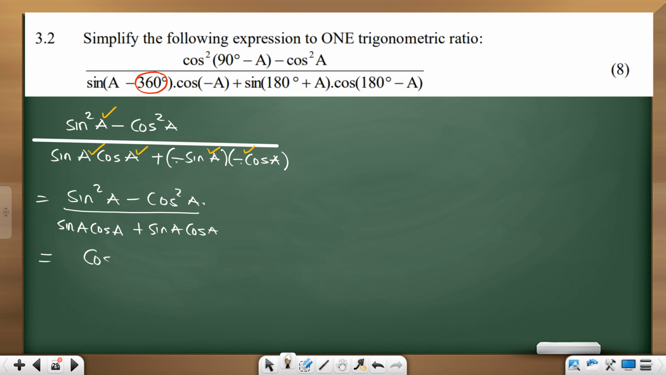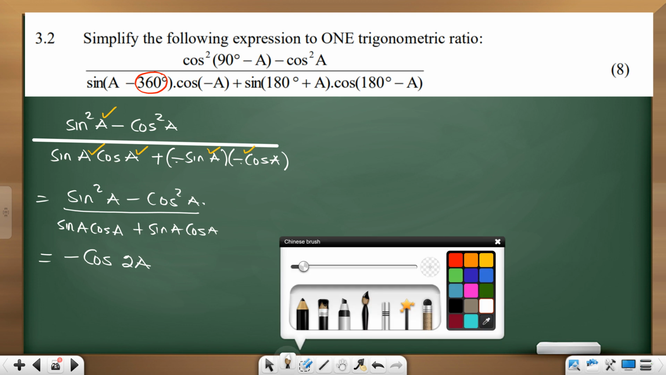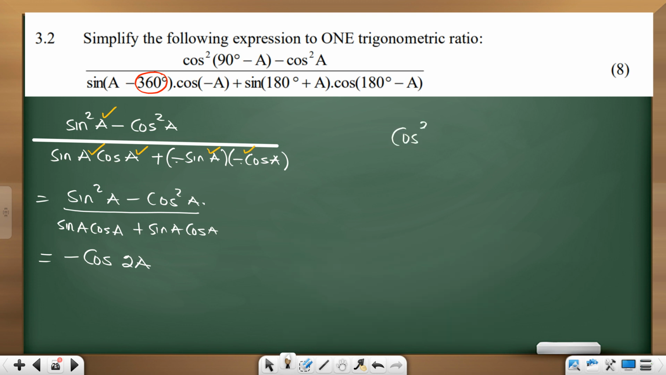Let me explain. What you have on your formula page is cos squared A minus sine squared A equal to what? Cos 2A. But what you have here is sine squared minus cos squared. They have changed sides. So what do we do? Put a minus. That's all we're saying. You see where I'm going?